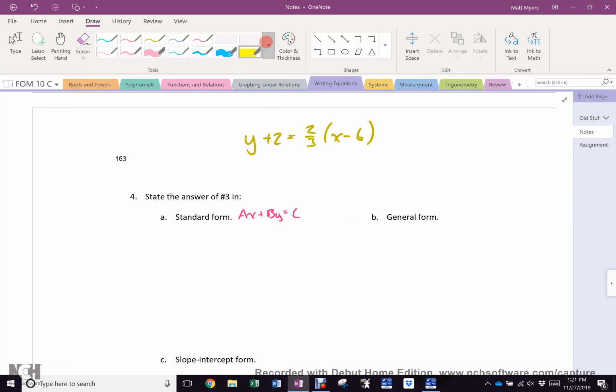What do you see up here that you do not see in standard form? Fractions and brackets. What should we get rid of first? Fractions. Okay. What in this makes it a fraction? The 3 on the bottom. What math is 3 doing? So what math do I do to get rid of 3?